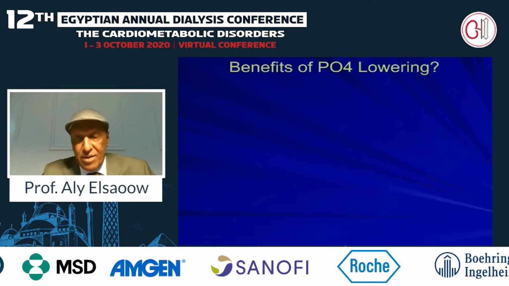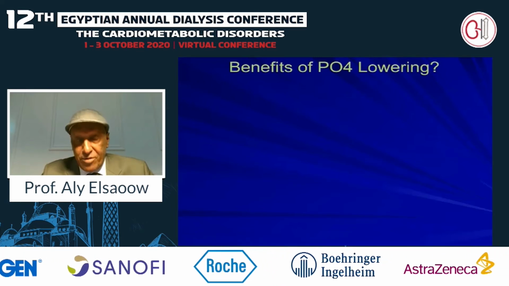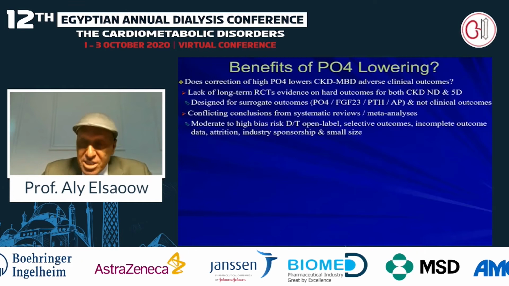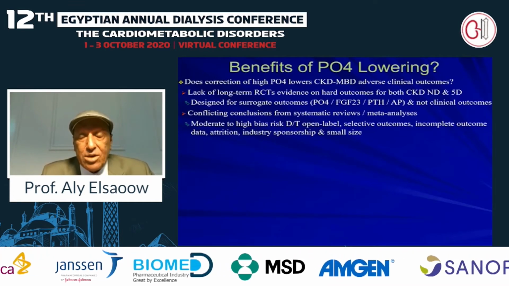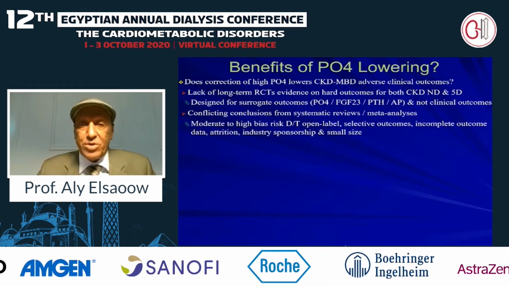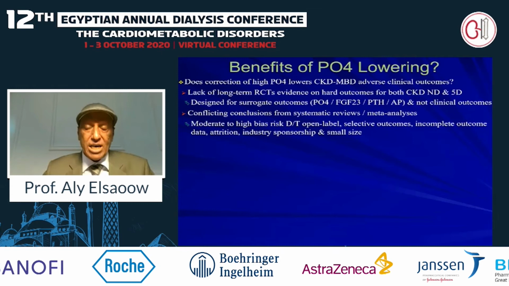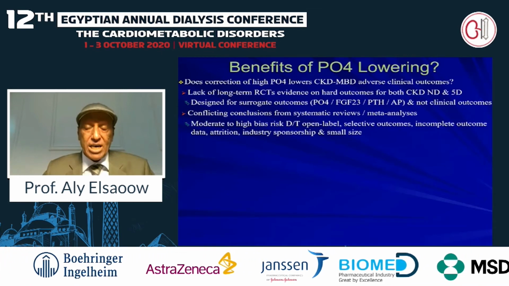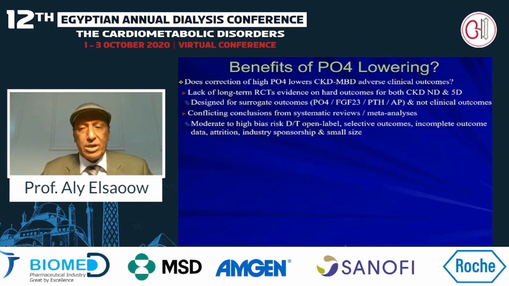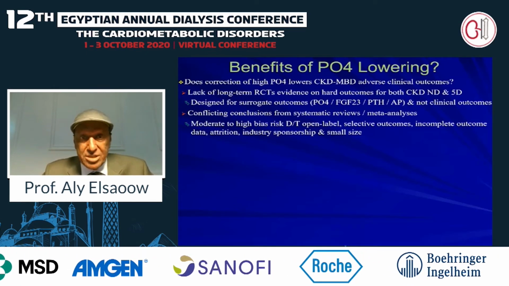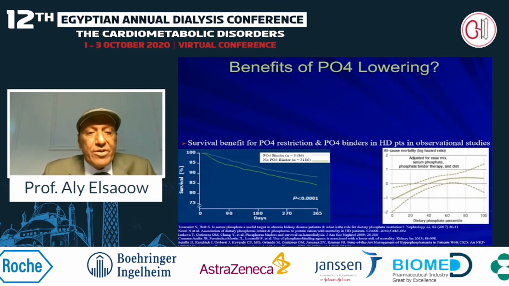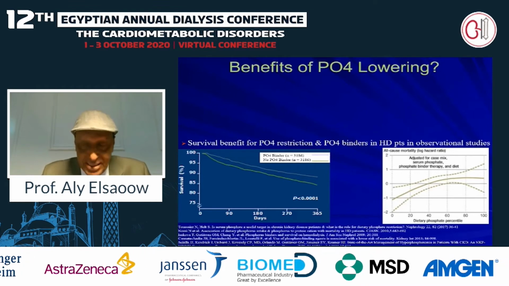Now, we all know that high phosphorus is harmful, but what about phosphorus lowering? Does correction of high phosphorus lower CKD and PD adverse clinical outcomes? There's actually a lack of long-term RCT evidence on hard outcomes for both CKD and ESKD. The trials are designed for surrogate outcomes, phosphorus, FGF23, PTH, alkaline phosphatase, and not the true clinical outcomes. Systematic reviews and meta-analyses have produced conflicting conclusions. There is moderate to high bias risk due to open label, selective outcomes, incomplete outcome data, attrition, industry sponsorship, and small size. But in observational studies, there is survival benefit for phosphorus restriction and phosphorus binders.